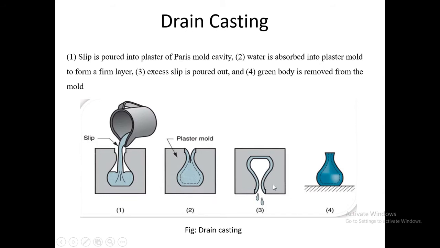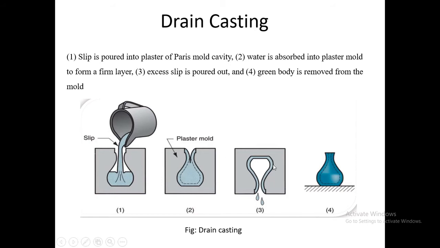The figure here indicates that it works in three stages: stage 1, stage 2 and stage 3, where the slip is poured into a plaster of Paris mold cavity. So this is the mold cavity, where the slip is poured inside it. Next, in stage 2, the water in the slip is absorbed into the plaster mold to form a firm layer.